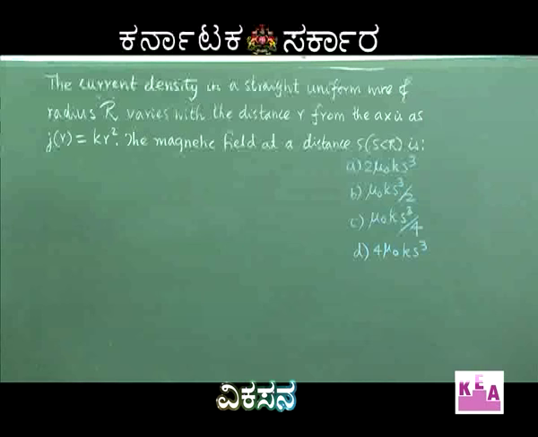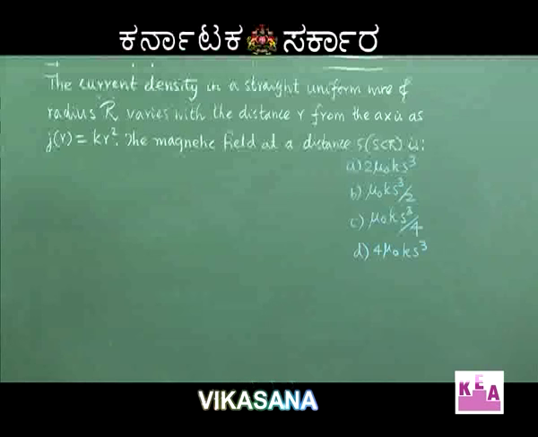The current density in a straight uniform wire of radius r varies with the distance r from the axis as J of r is equal to k r square. The magnetic field at distance s less than r is: 2 mu naught k s cube, mu naught k s cube by 2, mu naught k s cube by 4, 4 mu naught k s cube are the options.